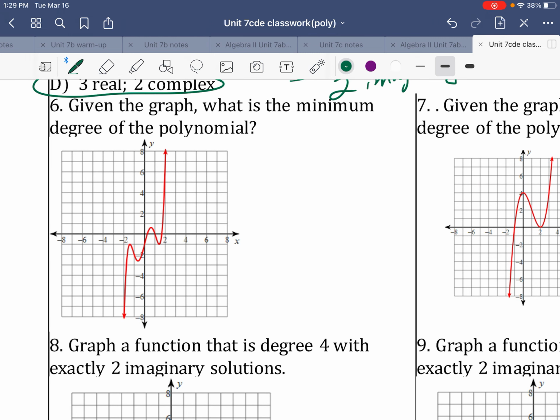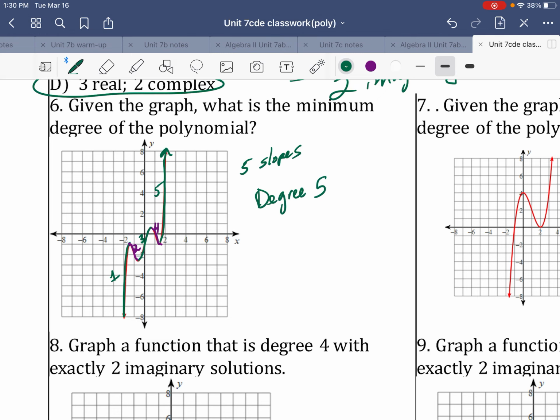All right, number 6. Let's get into this now. Given the graph, what is the minimum degree of the polynomial? So you're really looking at the number of turns, slopes. There's 1, 2, 3, 4, 5. So there's 5 different slopes. So the minimum, there could be more, but this would be a degree 5.